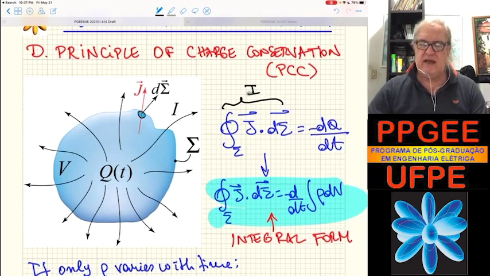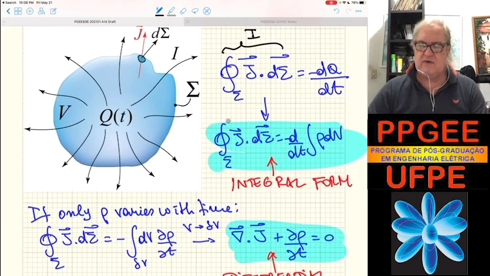The current that flows outwards is minus the rate of change of the enclosed charge. So that's the simple principle of conservation of charge. It says that the current that flowing across the surface has to be balanced by the rate of change of charge inside of the surface. So if you relate the charge to the charge density, Q equals the integral of rho dV, then we have the integral form of the principle of charge conservation.